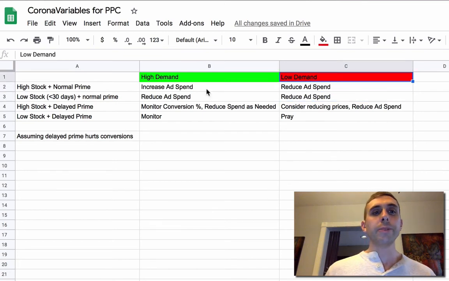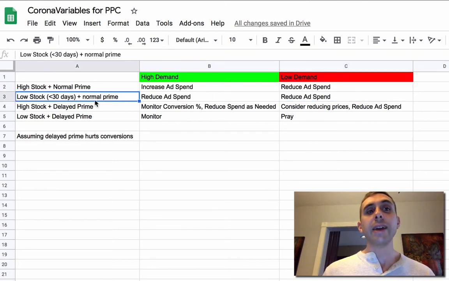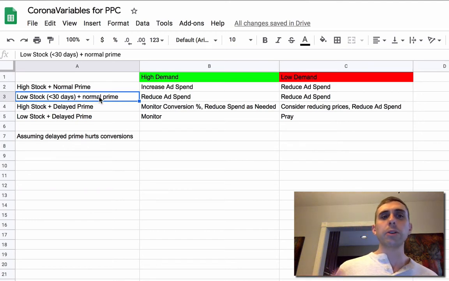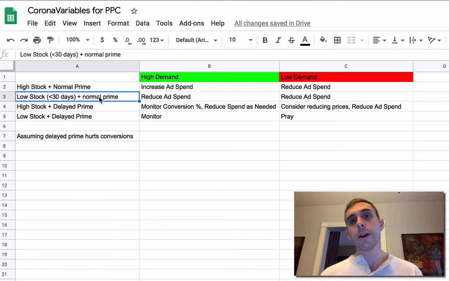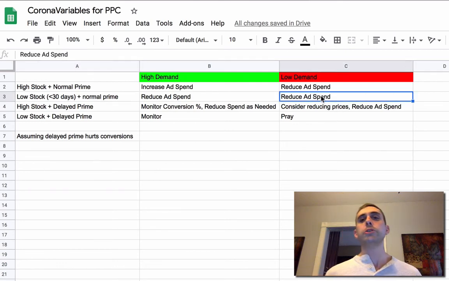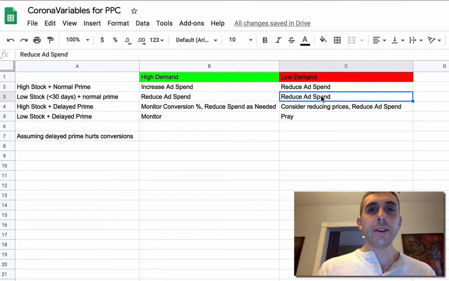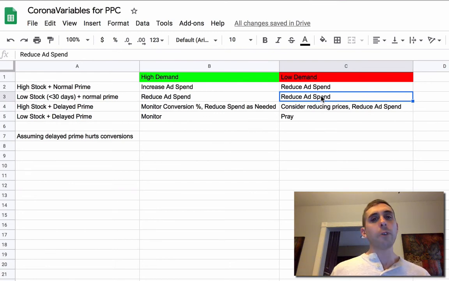Next, we have low demand with low stock and normal prime. So low demand products that are low in stock but have normal prime. Once again, I would consider reducing your ad spend because you're low in stock and there's also lower demand. You can monitor this and see how it does, but overall, I think reducing your ad spend would be the way to go.